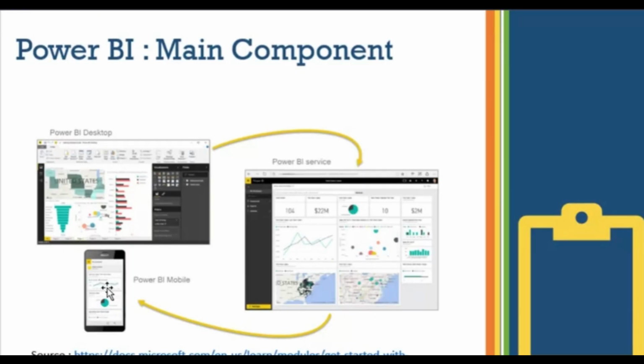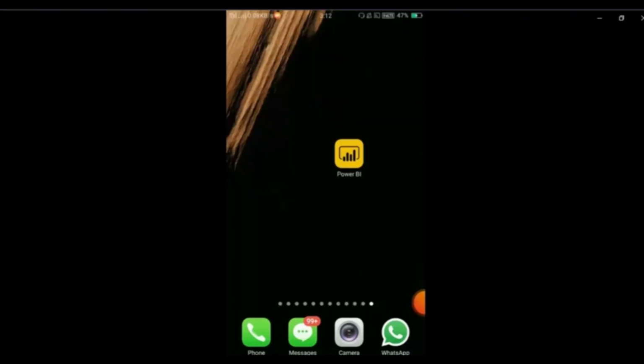So what you have to do is download a mobile app from the App Store or a Play Store, and you can log in and can utilize any of the reports which you have created. So we'll see that right now. In this demo, we'll use the Power BI app from Play Store, and you'll see how it works.